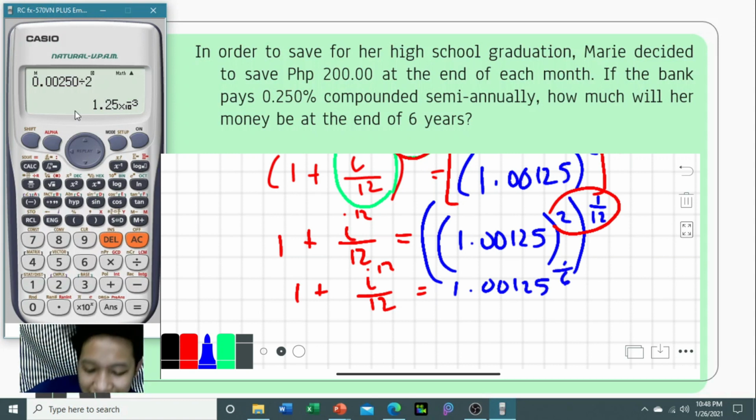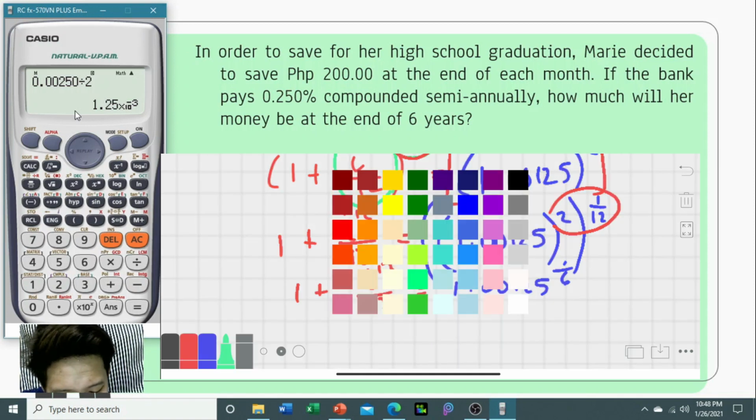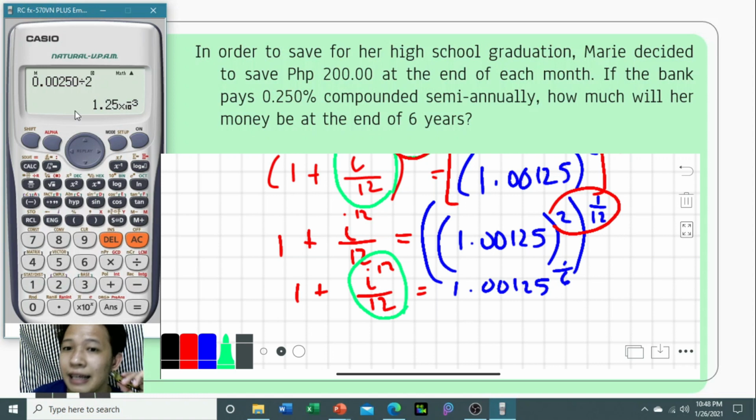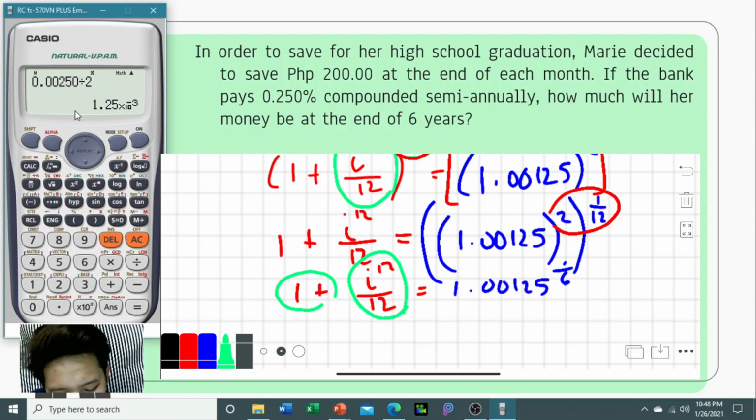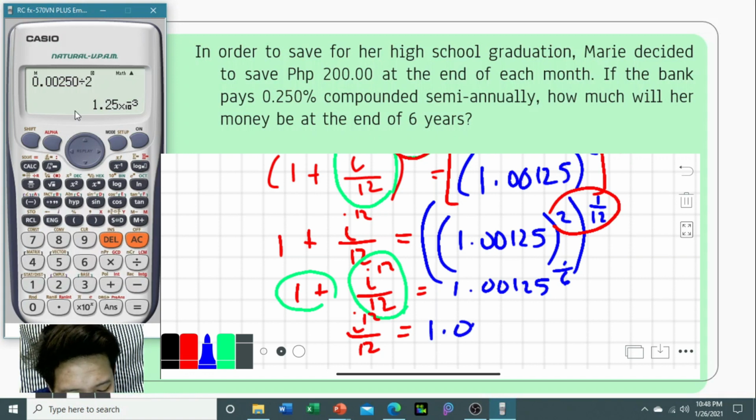Okay po? And then, ang gagawin natin para ito lang po ang matira sa ating isang side ng equation, we transpose positive 1 to the other side. Making this equivalent to i raised to 12 over 12 equals 1.00125 raised to 1 over 6 minus 1. At yun po yung ko-compute natin.